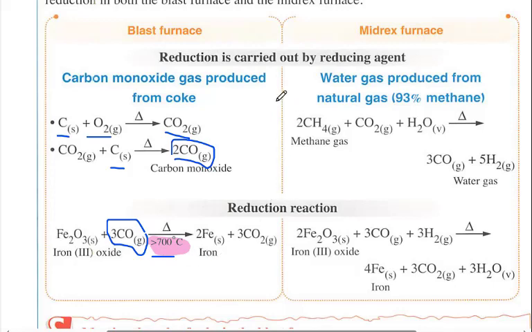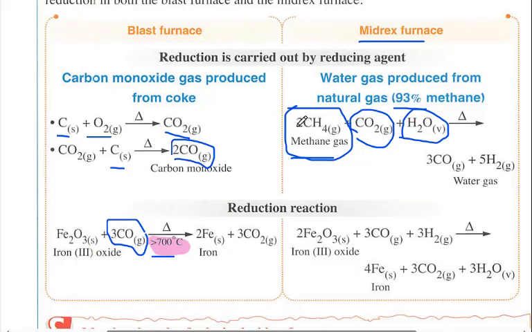So there is another way of reduction in the Midrex furnace. In the Midrex furnace, we use natural gas, which is composed of more than 90% methane. So we use methane gas here with carbon dioxide from air and water vapor. Okay, so we have to make this reaction, methane, carbon dioxide and water vapor, to form the water gas. Water gas is composed of carbon monoxide and hydrogen. Water gas, by the way, is a mixture, because there is a question on that. Water gas is a mixture, it is not a compound. A mixture of carbon monoxide and hydrogen, this is water gas.